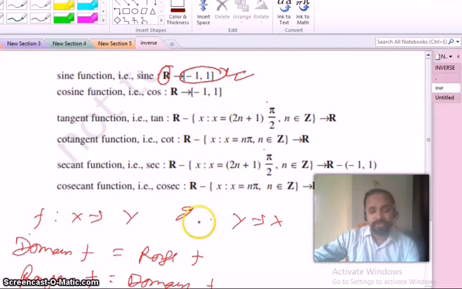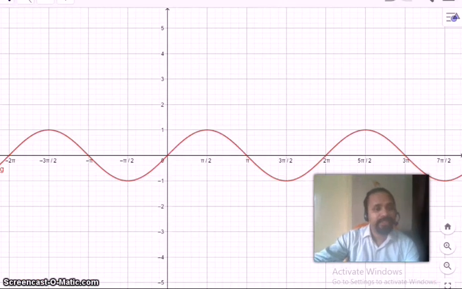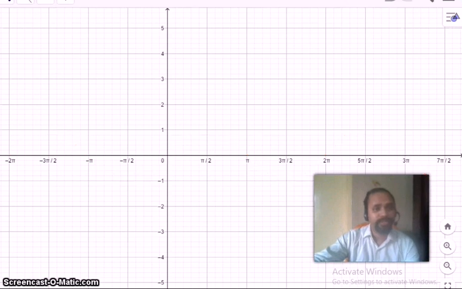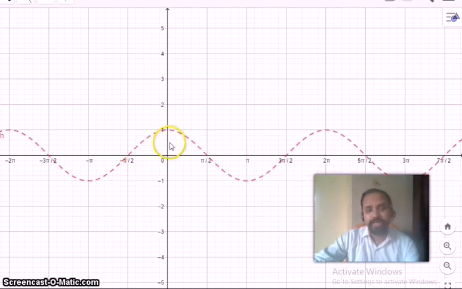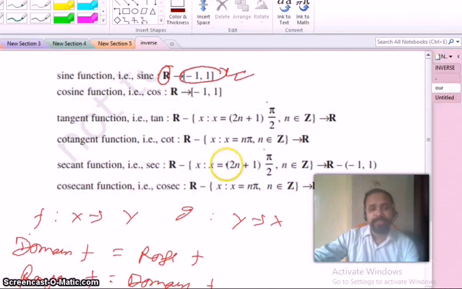And what about cos? Let us see the graph of cos also. If we see the graph of cos, in this one also the maximum value of cos theta is 1 and the minimum value of cos theta is -1, and the domain is from -infinity to +infinity. That's why the domain of cos theta is all real numbers and the range is -1 to 1.